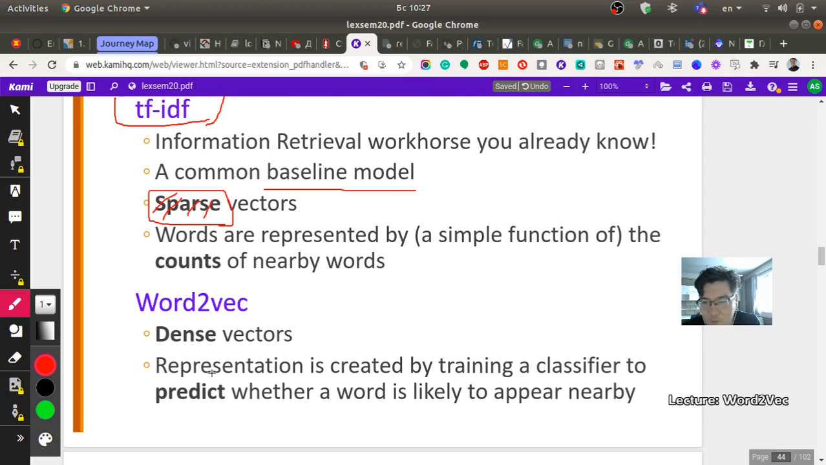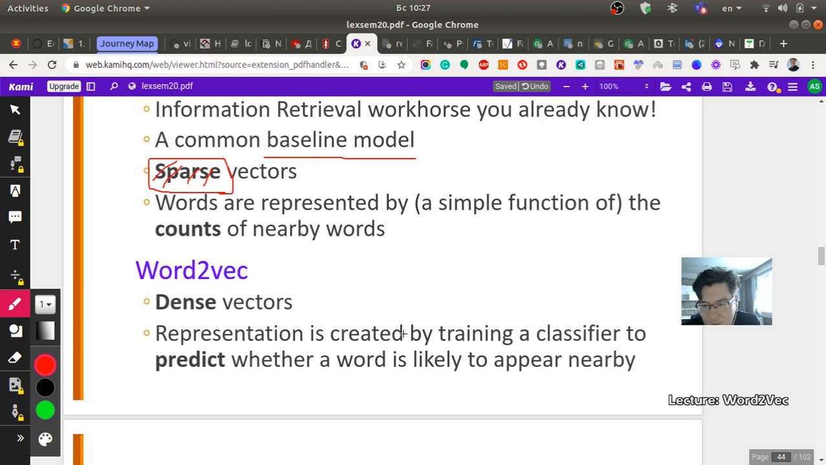Second, we have word2vec, with dense vectors. The representation is created by training a classifier to predict whether a word is likely to appear nearby. Dense vectors means that most of the values are not zeros, as opposed to sparse vectors. Your sparse vector will have a size of, for example, 10,000 or 100,000. But in word2vec, you have much denser vectors, which are mostly smaller and also contain much more information.